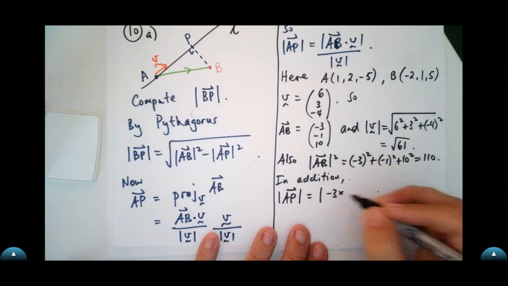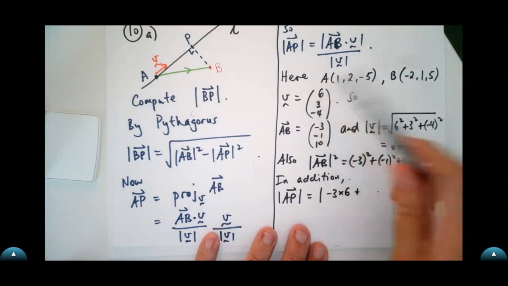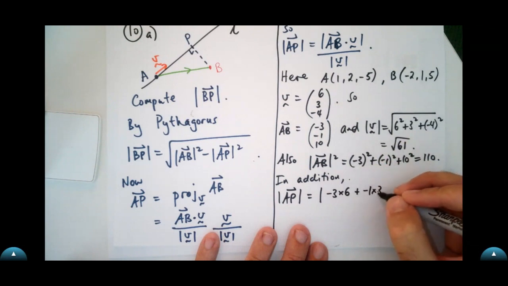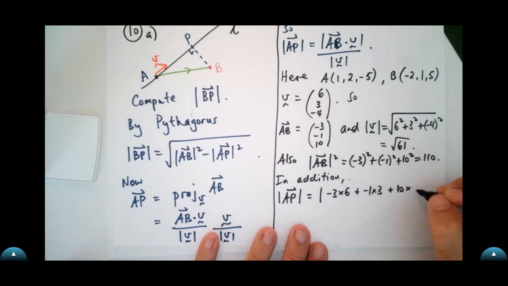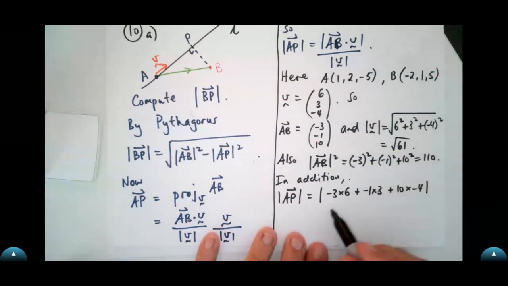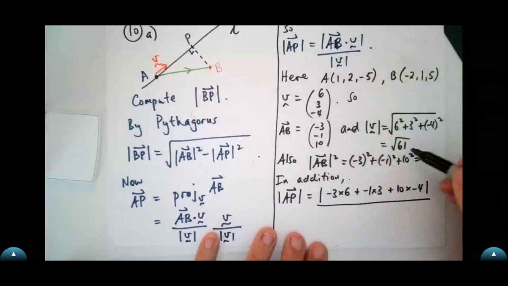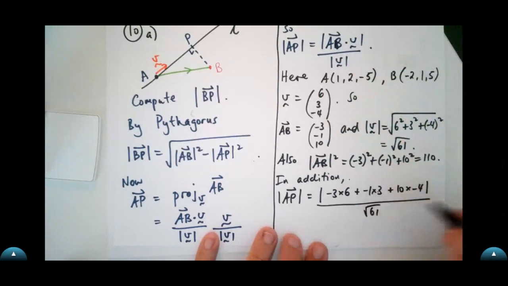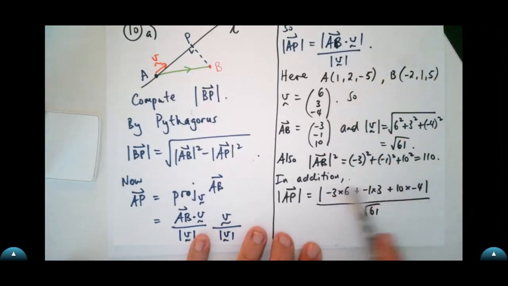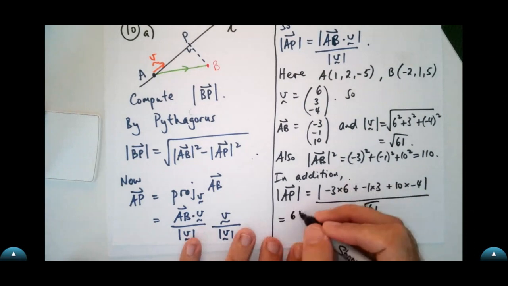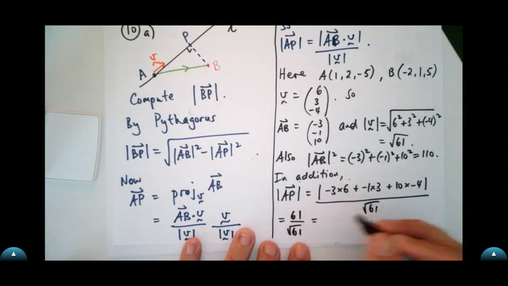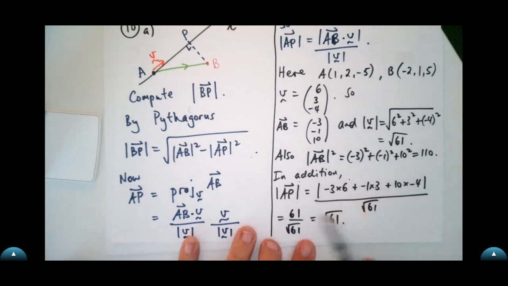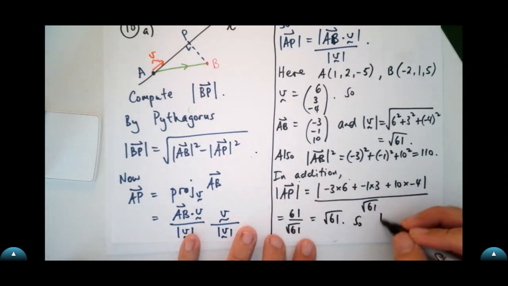So -3 times 6 plus -1 times 3 plus 10 times -4. We're taking the absolute value, and we're dividing by that, which is root 61. Now, believe it or not, this just gives you 61. Isn't that nice? So the square of this, which is what we need, is just going to be 61.